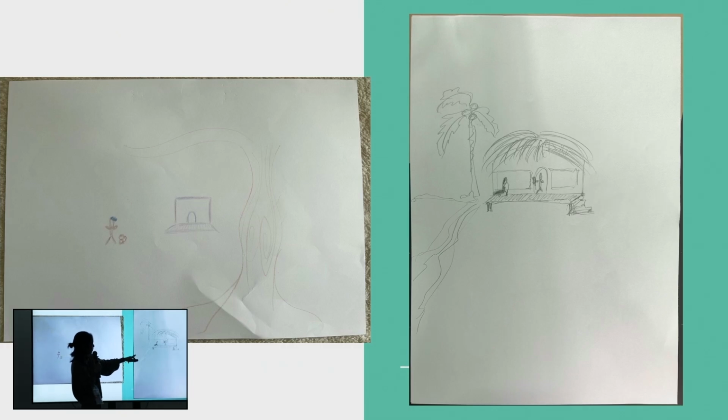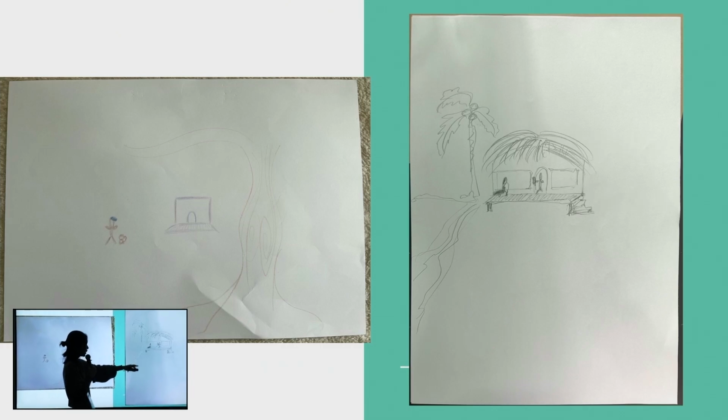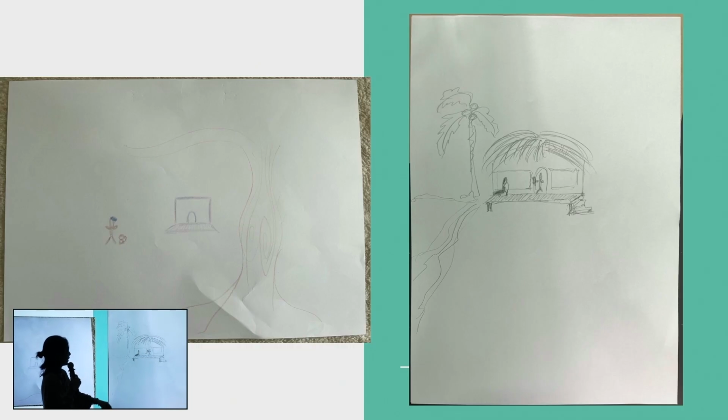And this is the new house that she drew. And this is herself and her boyfriend. And she said, actually, it's my dream that I don't want to live in Bangkok anymore. I prefer to be somewhere far away by the beach.